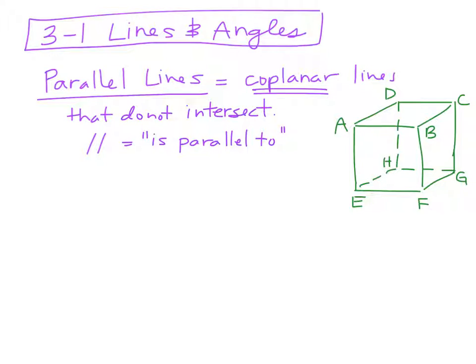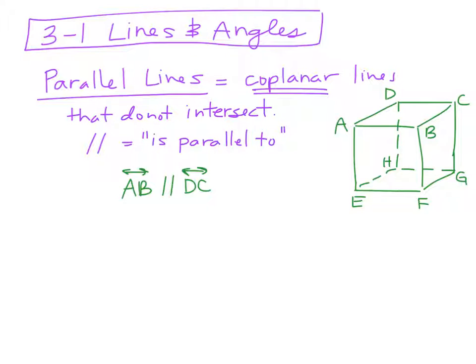Anyone think they can tell me a pair of parallel lines right now? Jason. A, B, DC. A, B, and what? DC. Okay, so we would say AB. We're going to call this a line because we're going to say those are planes that keep going, okay? So AB, we would say, is parallel to line DC. So line AB is parallel to line DC.